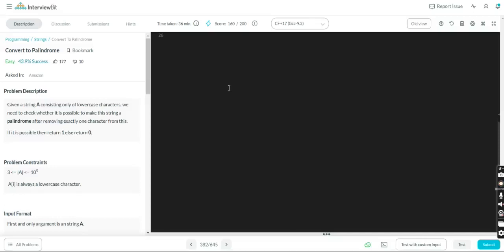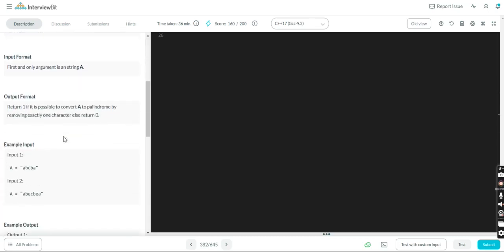Hi viewers, let's take a look at this problem, convert to palindrome, from Interviewbit. In this problem we are given a string and we have to find out whether we can make a palindrome out of it. If we can strike out one character, we have to return a 1 if that is possible and return a 0 if that is not possible.